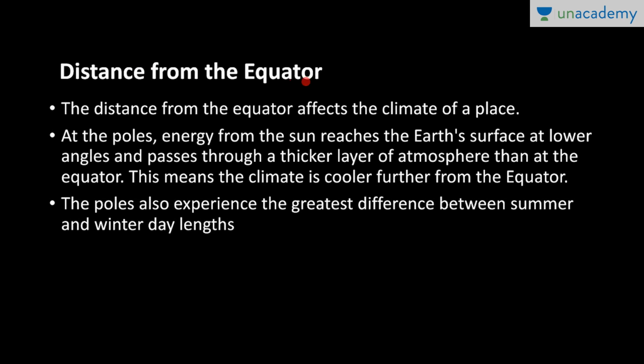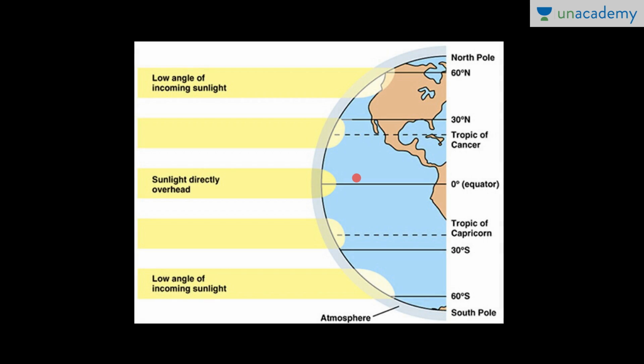Okay. Now coming on to the distance from the equator. Distance from the equator again affects the climate of a place. This is because in the tropical region, the rays of the sun are directly overhead, right? And that is why the intensity of sunlight here is high, right? On the contrary, there are slanting rays in the temperate region and the polar regions. That is why the intensity of sunlight is low. This is the reason that tropical regions have a different climate from temperate regions and polar regions, right? Temperate regions are cooler, polar regions are frigid, and tropical regions are warmer.